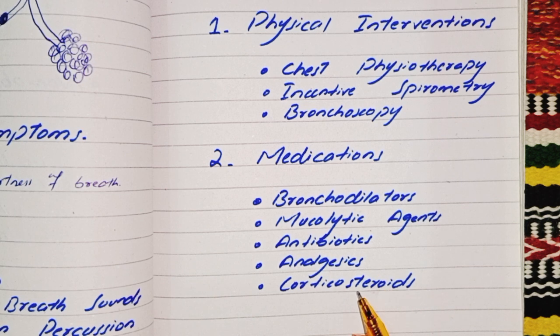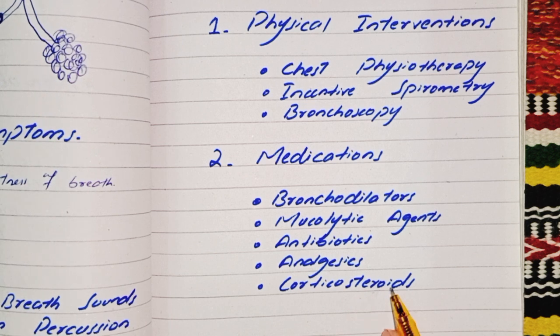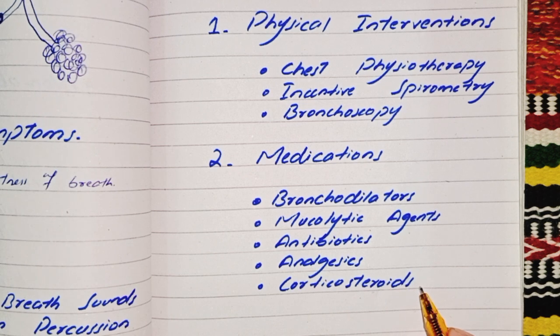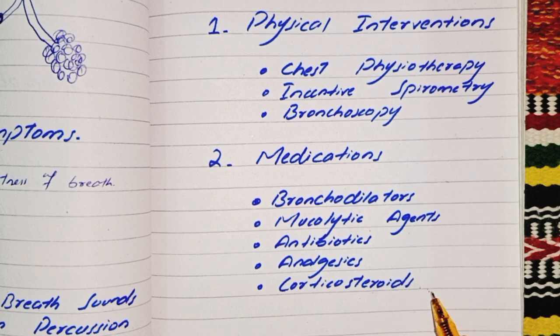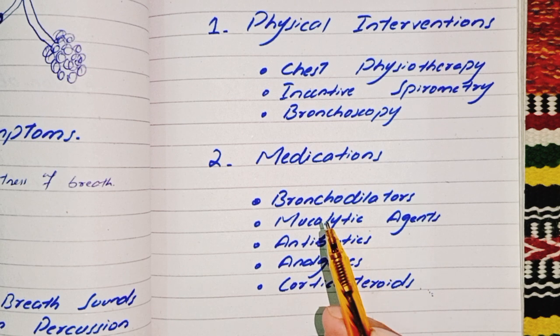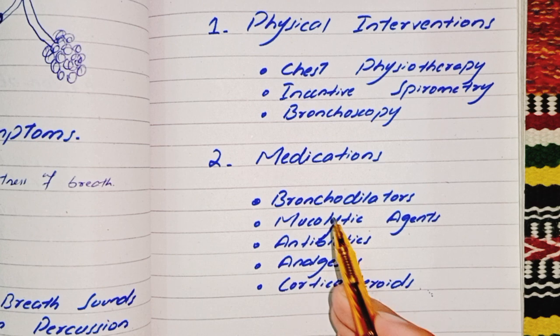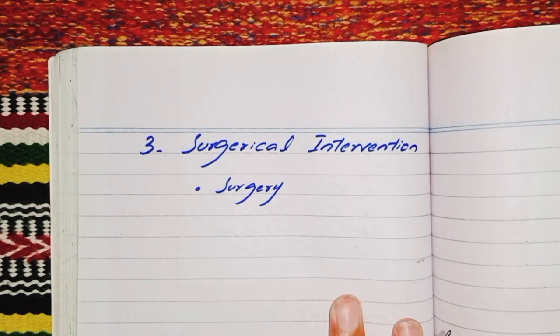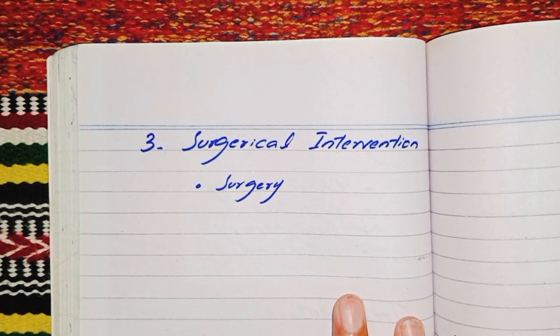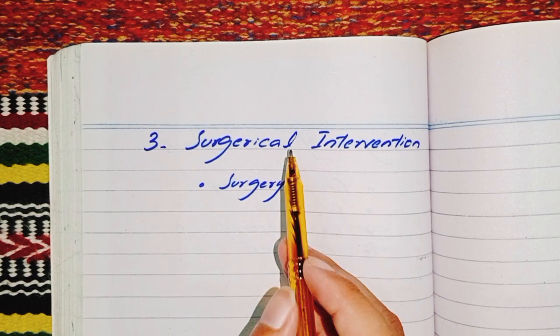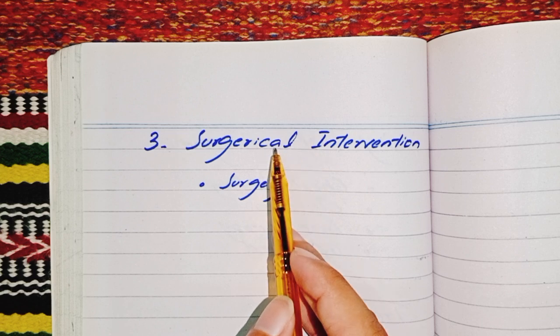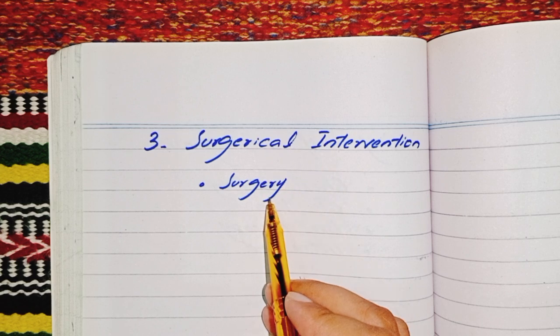Our last medication is corticosteroids. Corticosteroids are used to reduce airway inflammation, particularly in cases where asthma or COPD is present. Okay, these are the most commonly used medications in atelectasis. Our last way of treating atelectasis is surgical intervention. Surgery is the last part, it is not common. Surgery may be required to remove tumors or other persistent obstructions causing atelectasis.